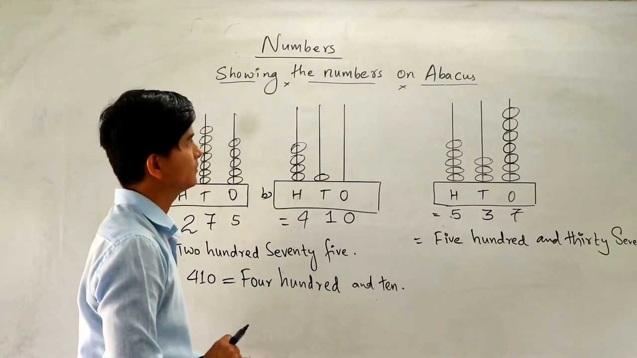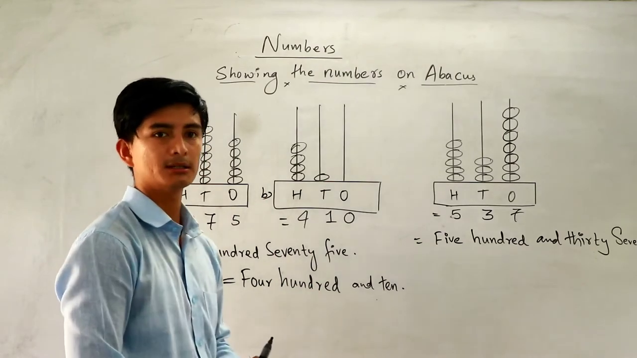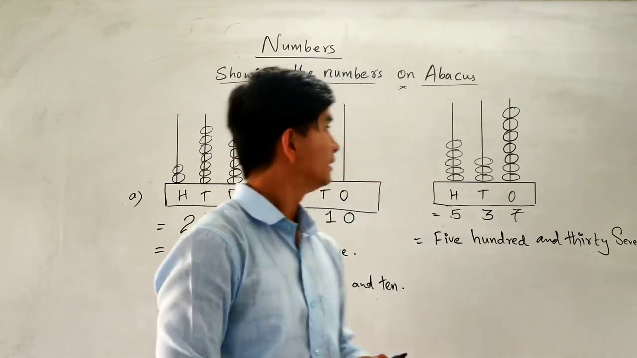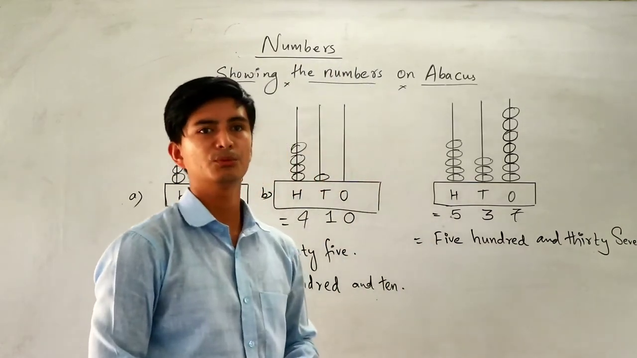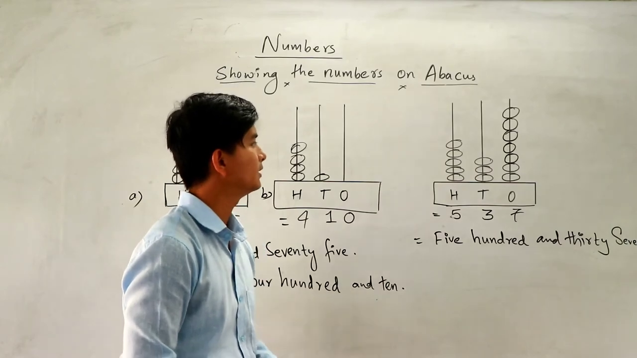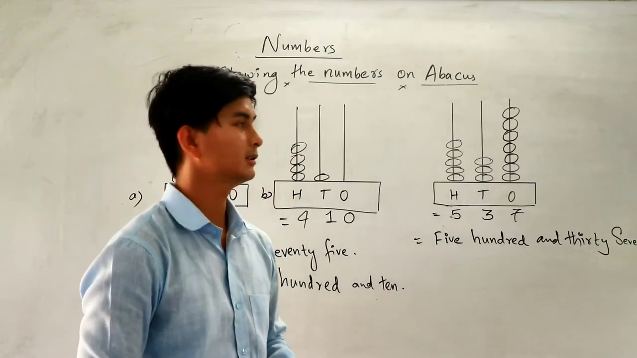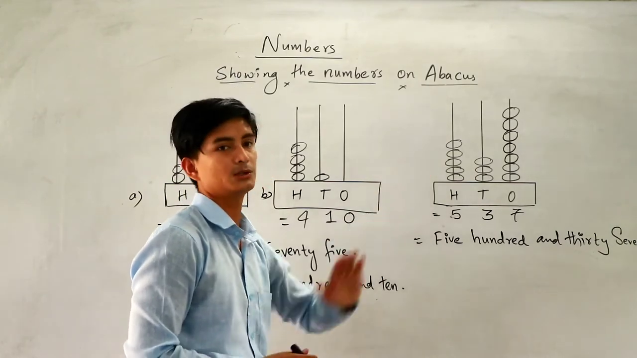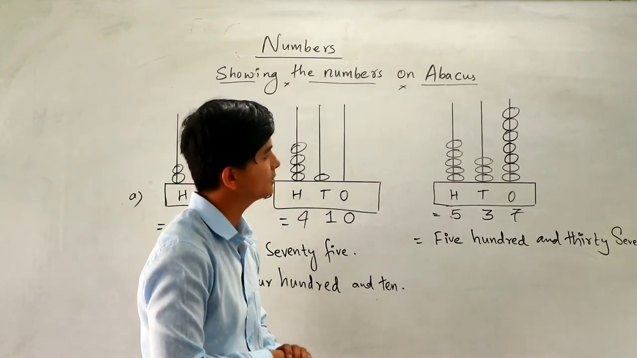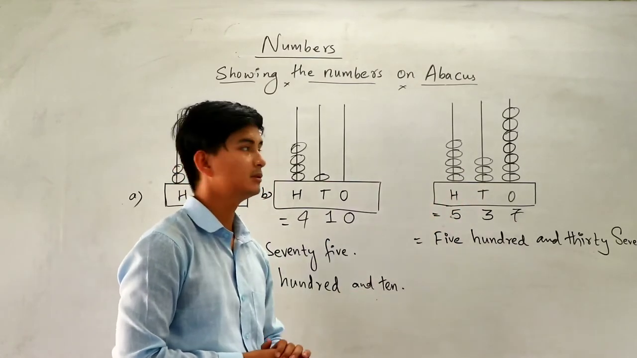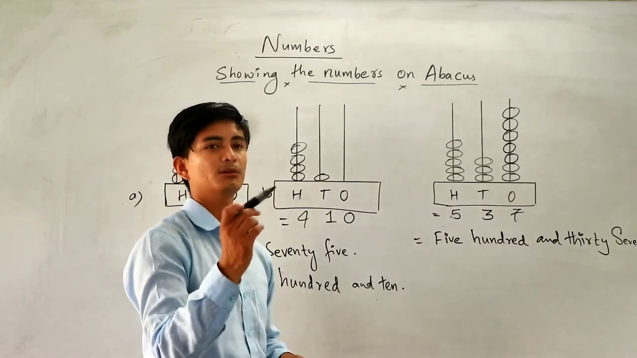So in this way you can use abacus. You can find many more questions in your book as well, or you can try by yourself. Make your own spike and write 1, 10, 100.